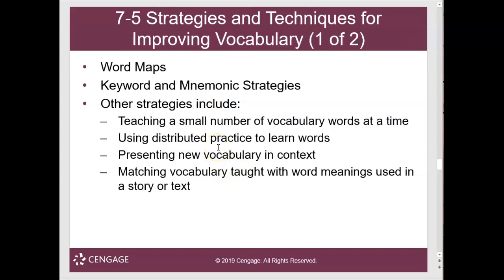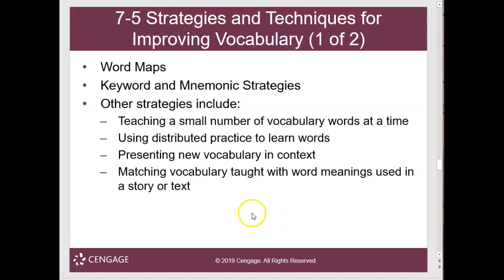A word map is a visual display that links a target vocabulary word with synonyms. There's also the Frayer model, which I've taught before, and if you take education, I think it's 763 with me. I can't remember which class I have it in, to be honest. But we will talk about Frayer models, and we will talk about keyword and mnemonic strategies.